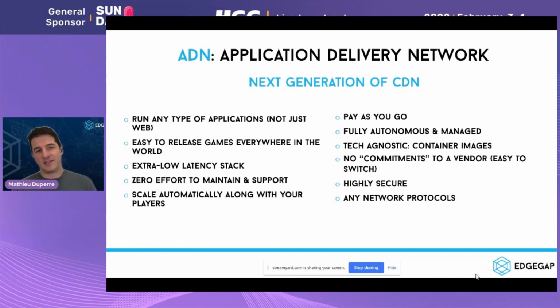An ADN allows you to run any type of application, any kind of release that you're going to do with your games, everywhere in the world. It gives the backend services for your game super low latency. It's zero effort to maintain and manage, so it's fully autonomous. The provider scales automatically along with the amount of traffic that you get. You typically pay per usage, so the more traffic, the more revenue, the more money you're going to have to spend. But if you have less traffic during a certain period, or if your game is not popular, then the cost is also in line with that.